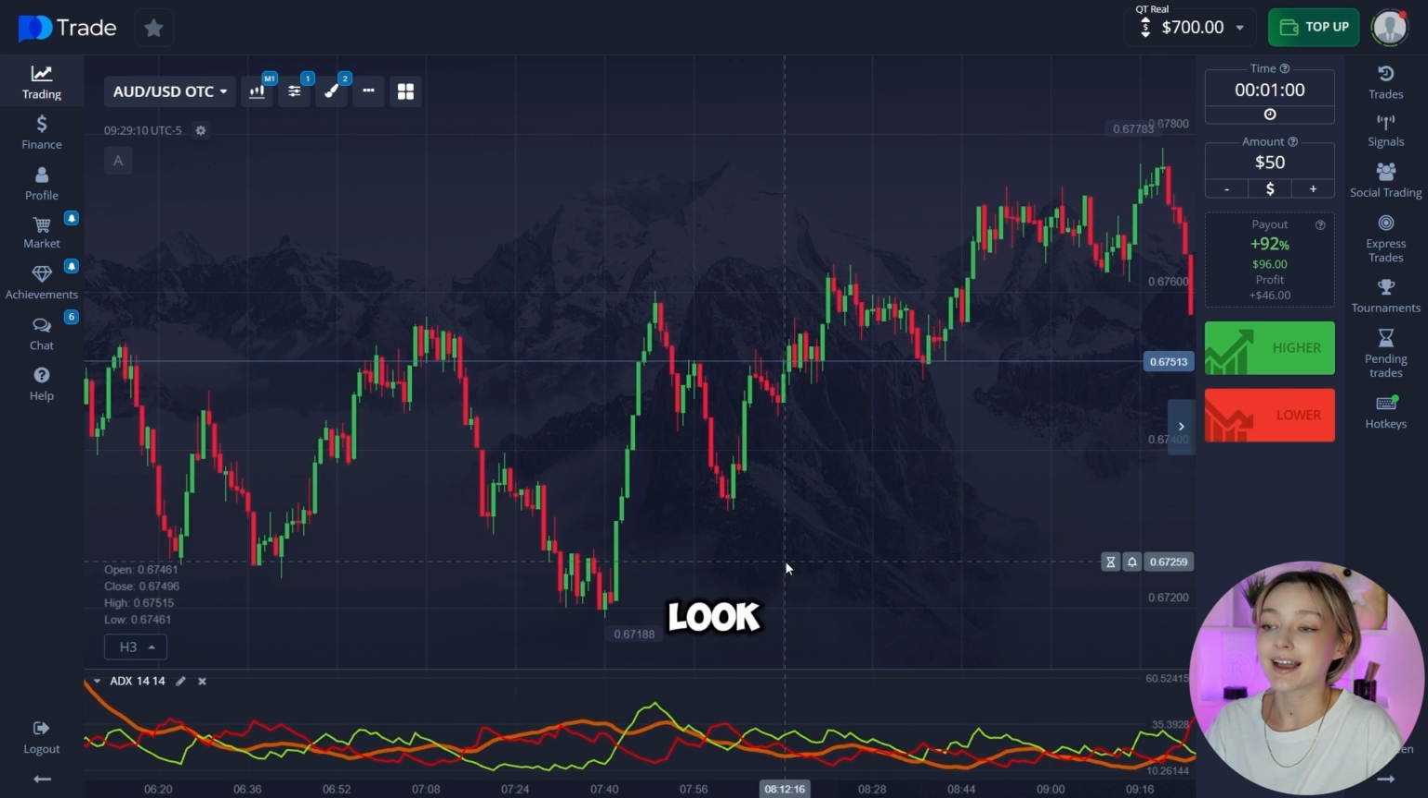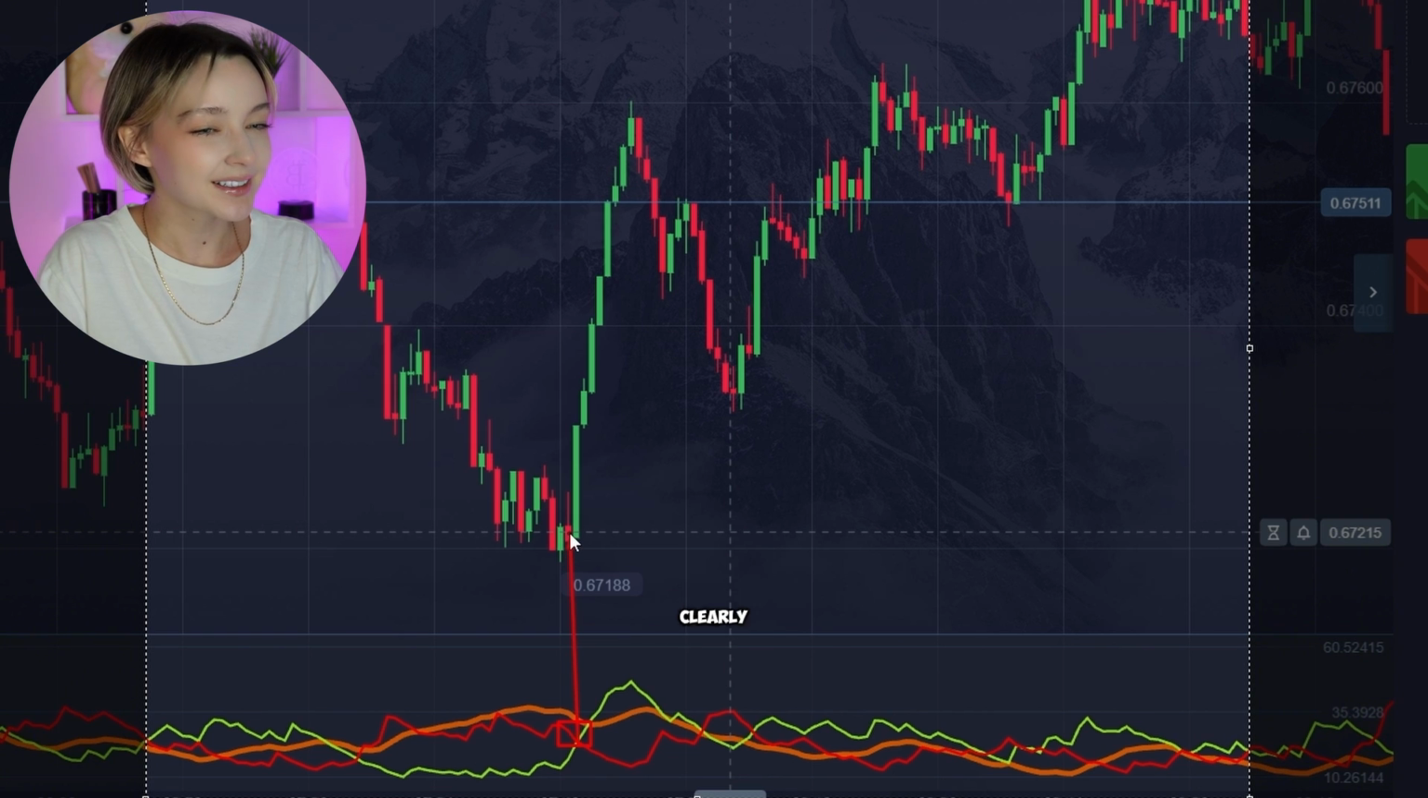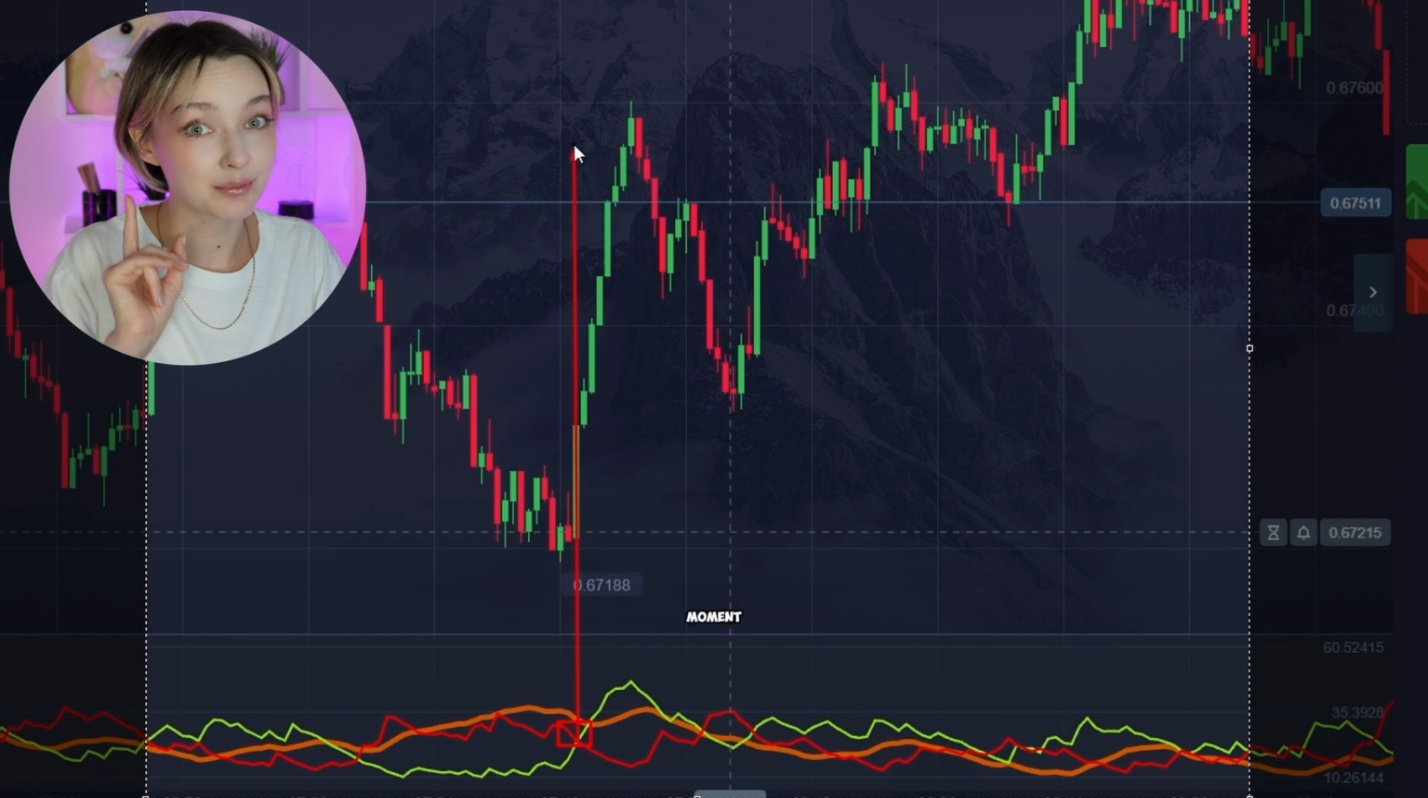So let's take a look at the chart history. And at this exact moment within the chart piece, the green line crosses the red one upwards, and we can clearly see the chart went up at that exact moment.